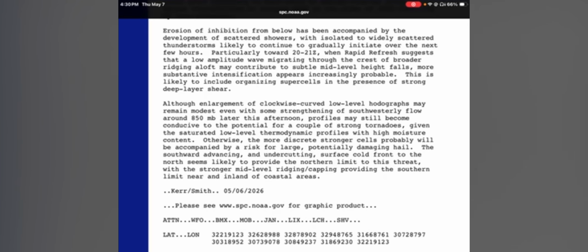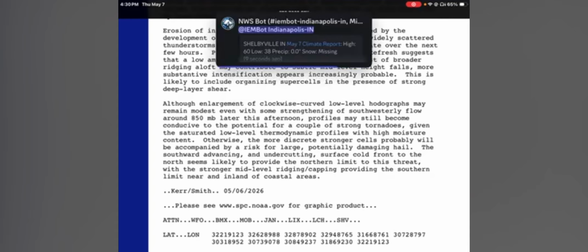Although the enlargement of clockwise curved low-level hodographs may remain modest, even with some strengthening of southwesterly flow around 850 millibars later this afternoon, profiles may still become conducive to the potential for a couple of strong tornadoes given the saturated low-level thermodynamic profiles with high moisture content. Otherwise, the more discrete, stronger cells probably will be accompanied by a risk for large and potentially damaging hail. The southward advancing and undercutting surface cold front to the north seems likely to provide the northern limit to this threat, with the stronger mid-level ridging and capping providing the southern limit near and inland of coastal areas.